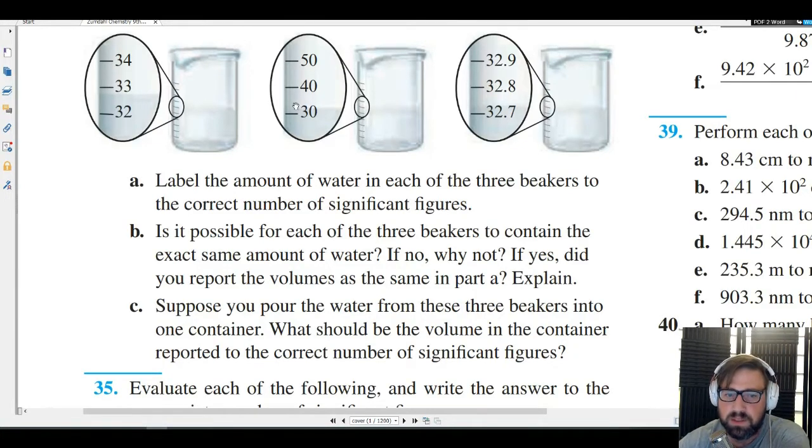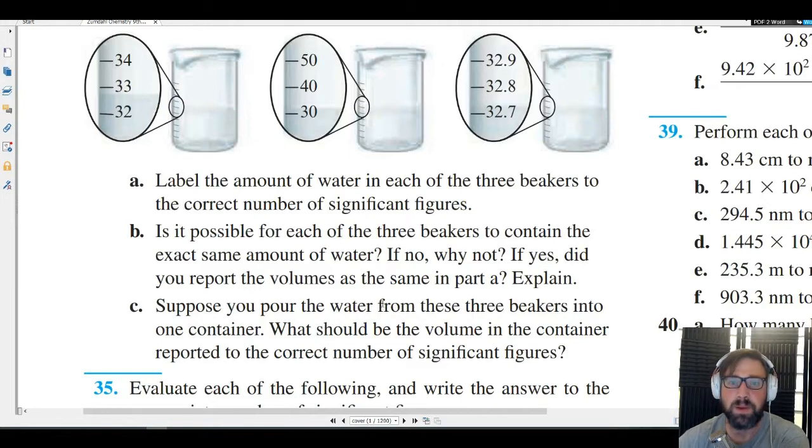So again, we don't really know. We know this is 32, but it could be, like I said, 32.8, 32.6. We can't tell that. So this is our weak link here. This is what we're going to round our significant figures to. So we're going to have to round it to the ones place.